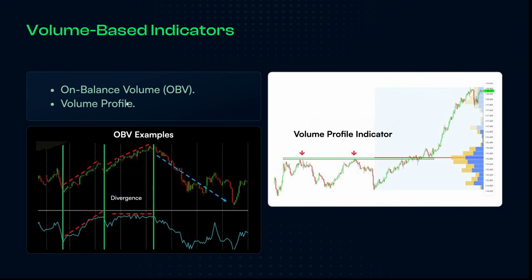Now you also have volume profile. So volume profile is, I'll go ahead and link that real quick.